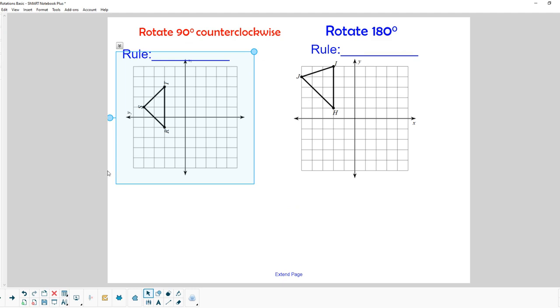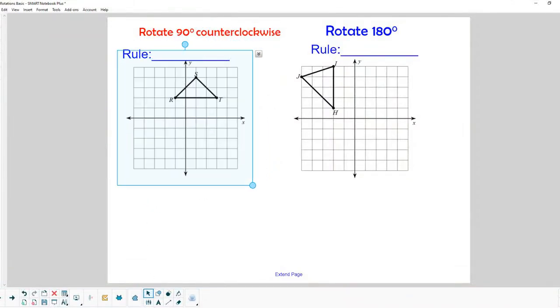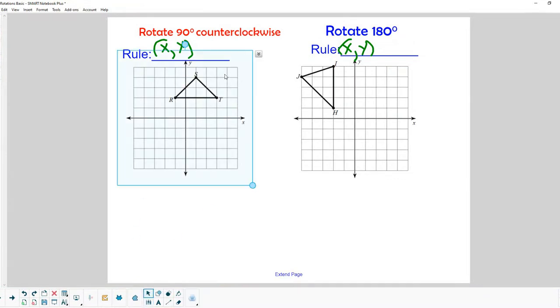And what is the rule? Well, let's go back over here. Remember, our rule is going to look like this. X comma y becomes what? And so hopefully we can do that on both of these while we're at it. X comma y. Okay, now let's go back and rotate that and see what the rule is. Okay, now let's go rotate the entire image and see what happens.